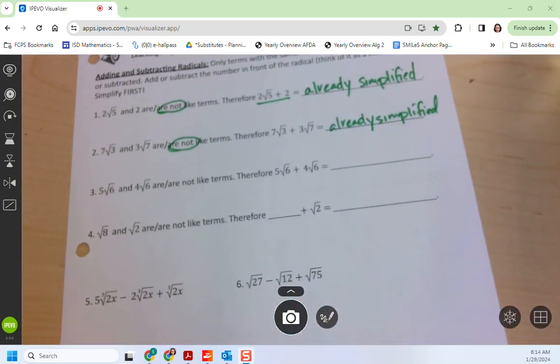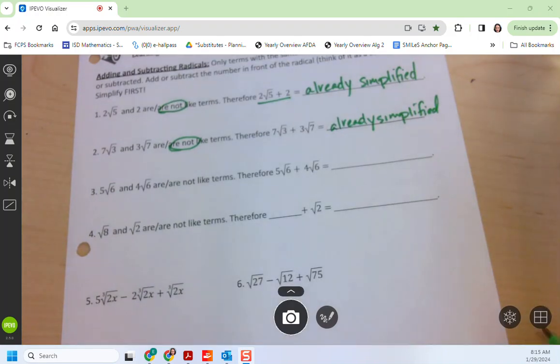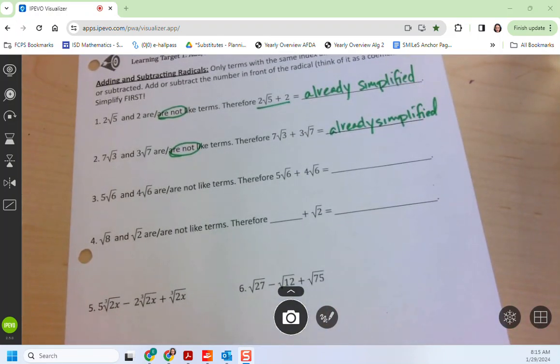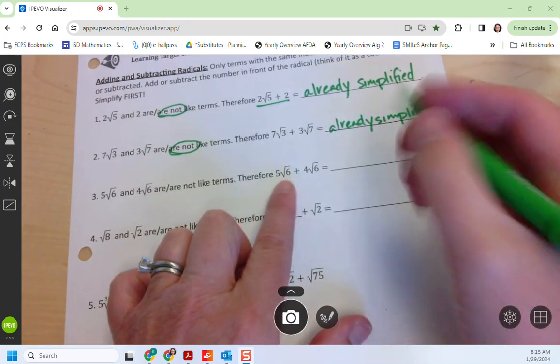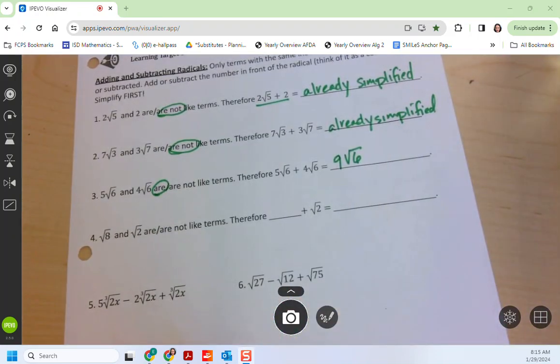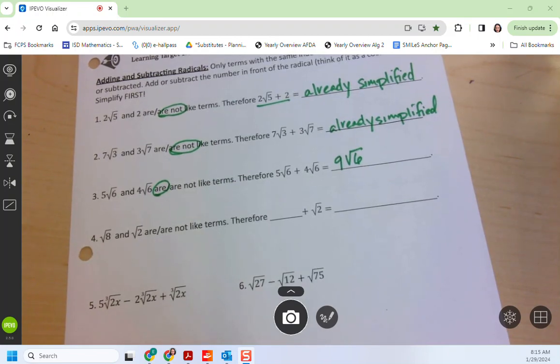But let's look at the next one. 5 root 6 and 4 root 6. Do they have the same index? Good, same index. Do they have the same radicand, the number underneath the square root? Yeah. So they're like terms. So now we can combine them. When you combine them, think about adding them as if you were adding 5x plus 4x. What's 5x plus 4x? 9x, right. 5x plus 4x is 9x. When I add these together, I just get 9 root 6. Notice the root 6 doesn't change. I just add the coefficients.